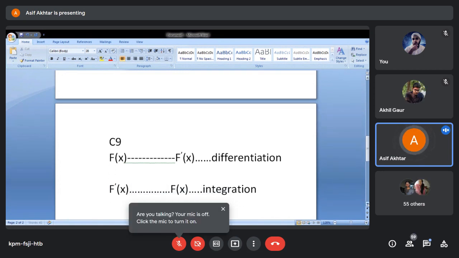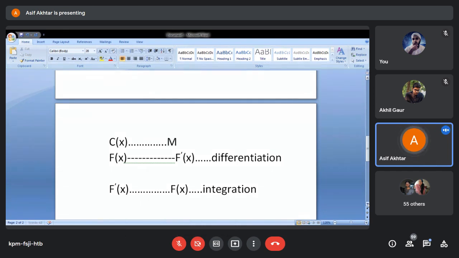From cost Cx, you need to calculate the marginal cost. You need to calculate. We go for differentiation. Here the process is entirely opposite.